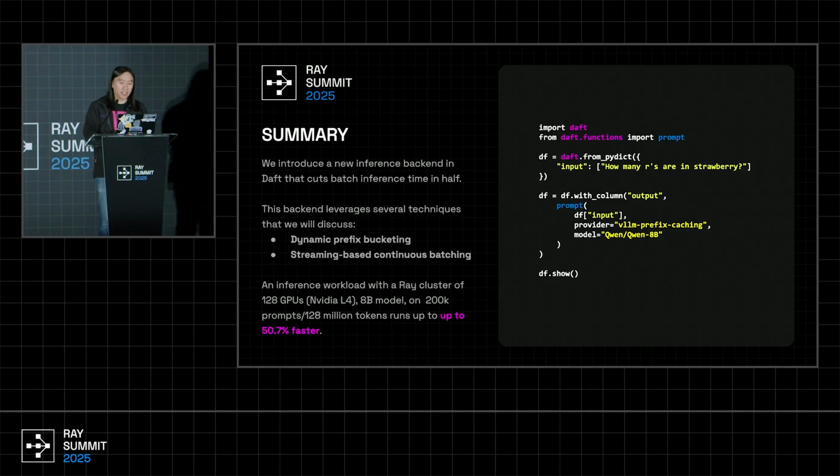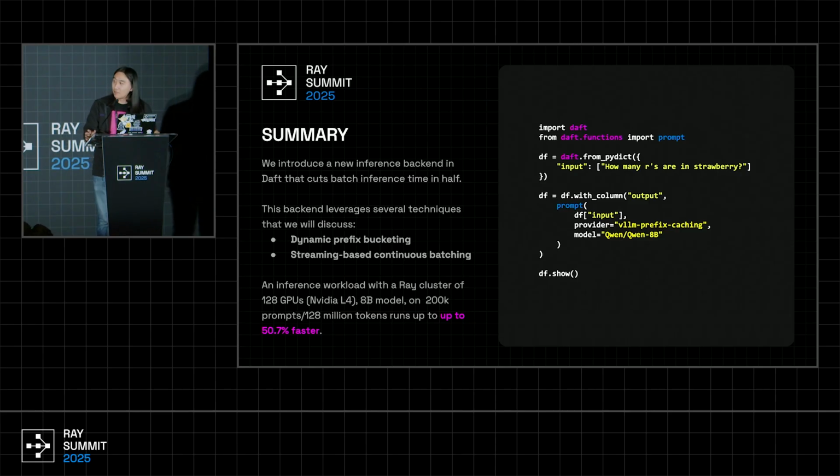For a representative inference workload, we chose a 128 GPU cluster, an 8 billion parameter model, and 200,000 prompts with around 128 million tokens in total. We saw that within our benchmarks, combined, these techniques helped us reduce batch inference times by 50.7%.